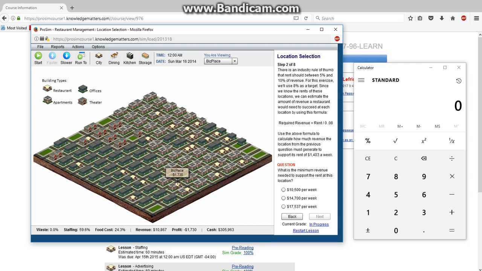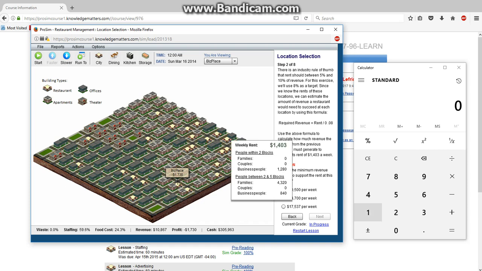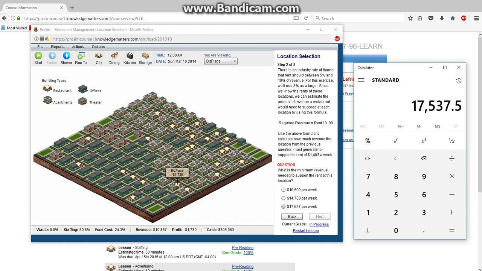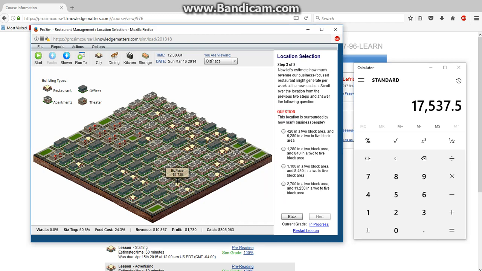The way to calculate the revenue is to divide the rent by 8% over here. So I got my calculator. For this restaurant we expect to pay 1403 weekly, and we divide that by 0.08, and our revenue on a weekly basis should be about 17,500. So it's this one. Move on to the next question.